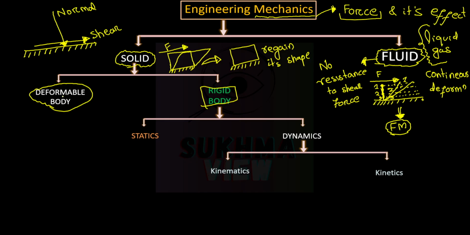What is deformable body and rigid body? See, this is the deformable body. You get deformation, in the actual, real body. Okay, this is the real body, a real object.